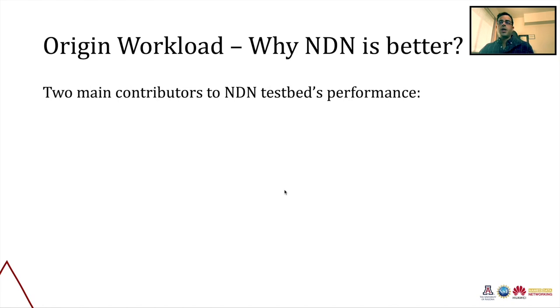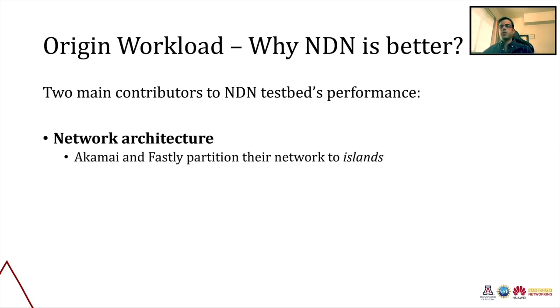There are two main reasons why NDN incurs less traffic to the video server than Fastly and Akamai. The first reason is network architecture. The NDN testbed does not partition the network, so each request from the end user all the way to the video server has a really good chance to meet the cache on the way. However, in Akamai and Fastly, the network is partitioned into smaller networks, which are called ILANs. The issue is that if an end user sends a request to an ILAN and that ILAN does not have the content, it does not check whether the content is cached anywhere else in the network, and it directly fetches the content from the video server.